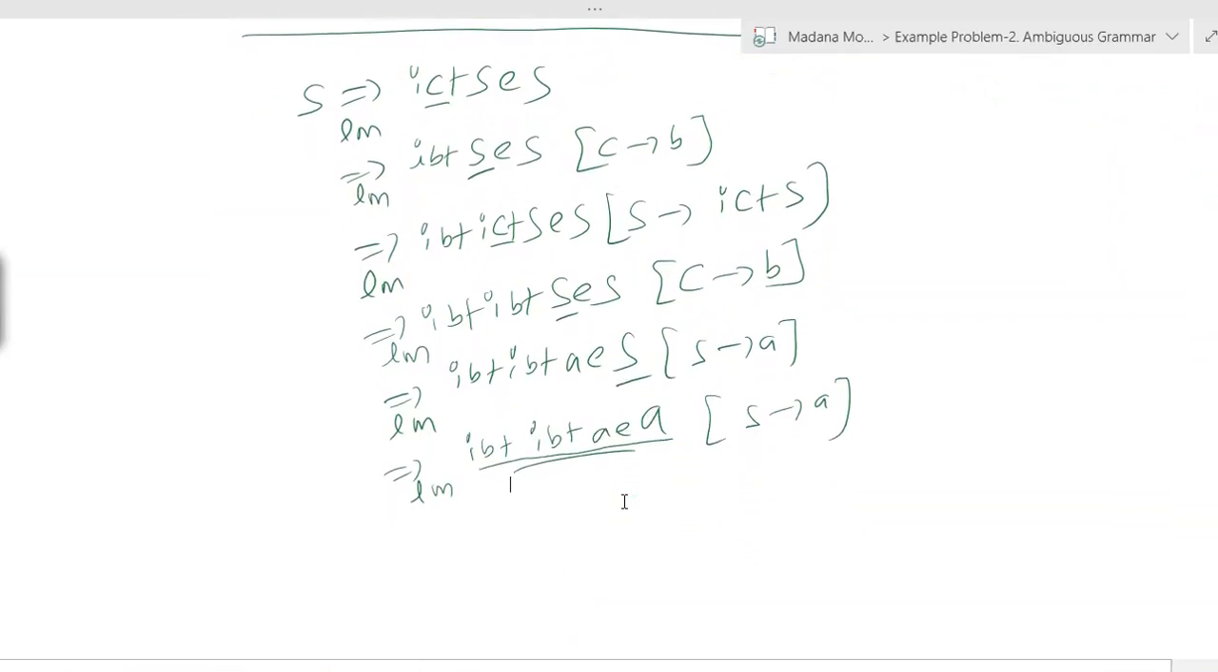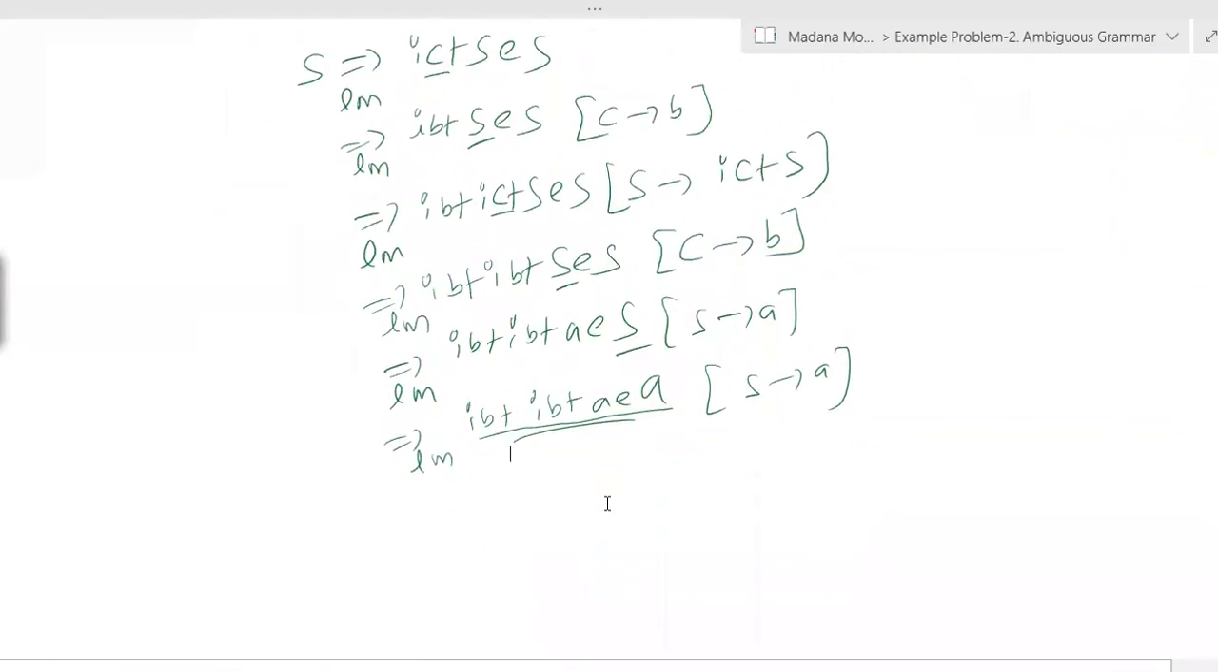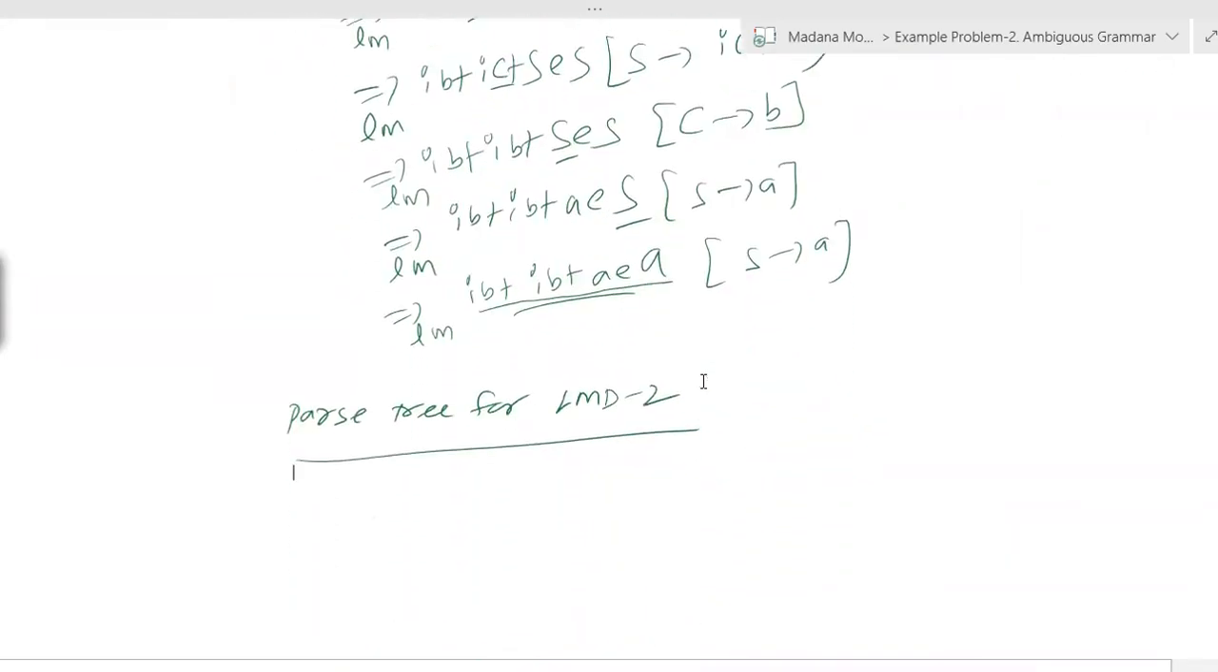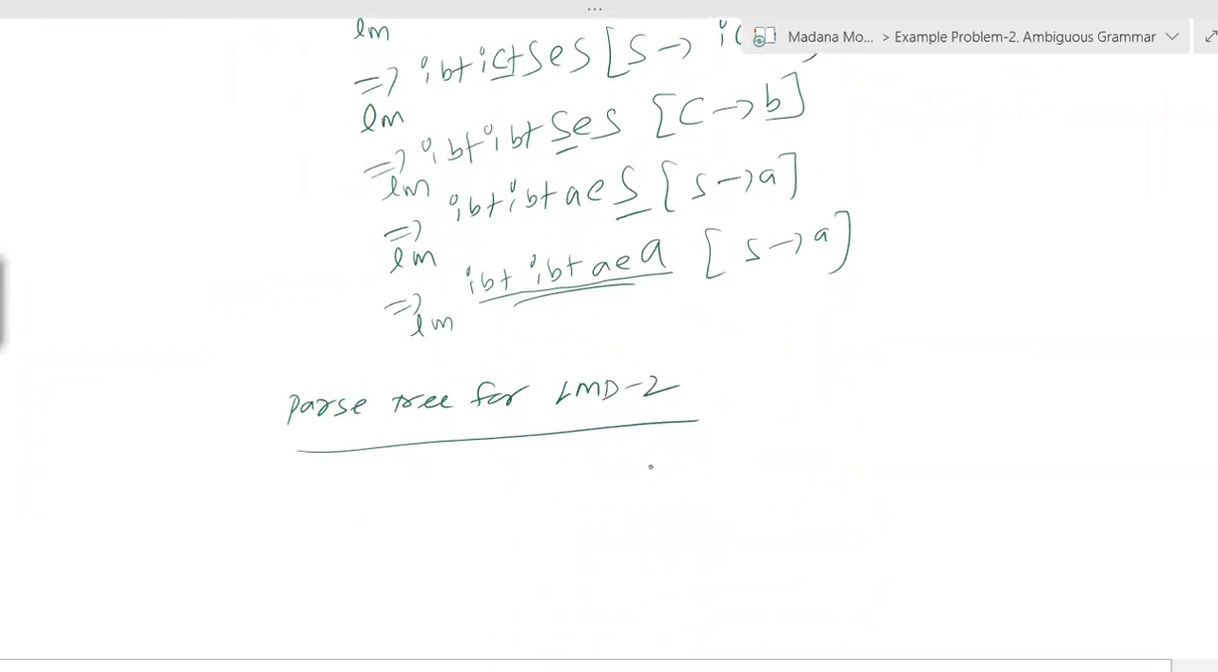So using the second leftmost derivation also, we obtained the same string. Now draw its parse tree for LMD2. So here, in the first step, S is the root. We have taken ICTS ES as the production we used. So these are all children of S.